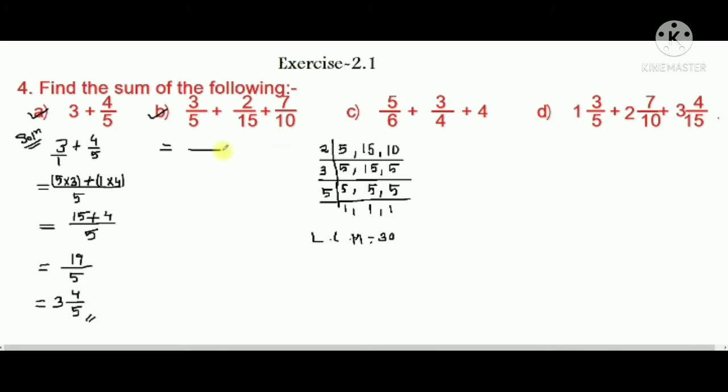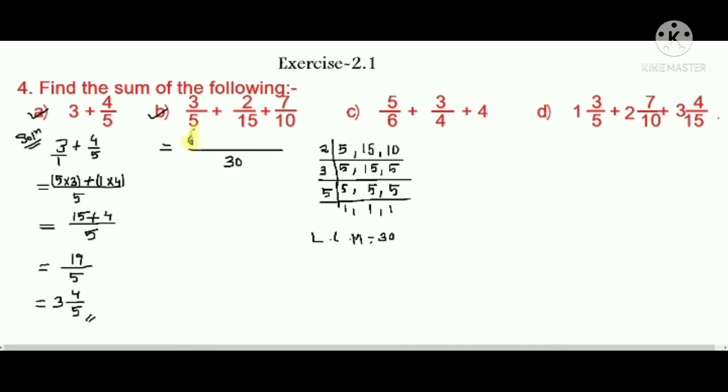LCM is 30. Okay, now see this 5, what will multiply with this 5 to get 30? If you multiply this 5 by 6, then you will get 30, because 5 times 6 is 30. So how many times? That means 6. You multiply by 6, then you will get 30.